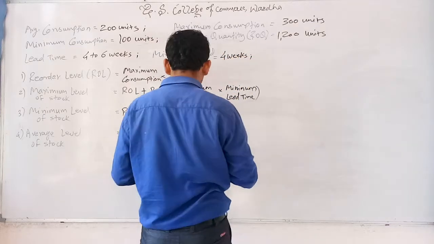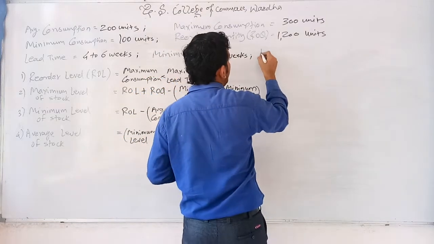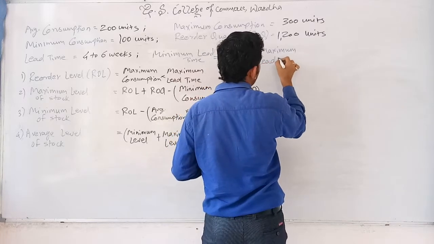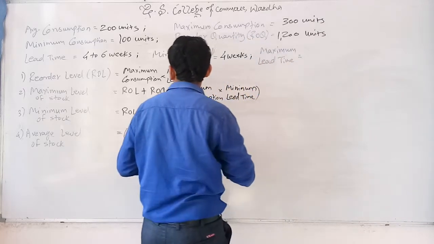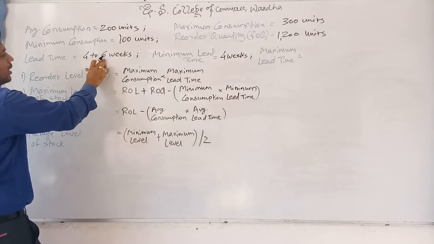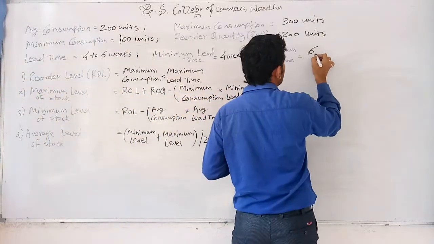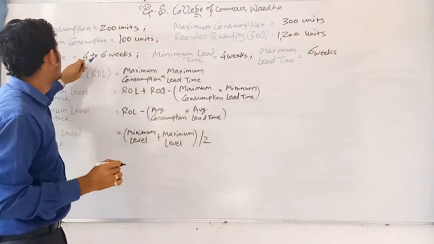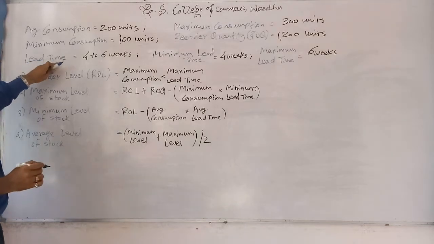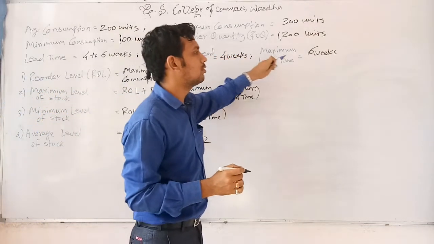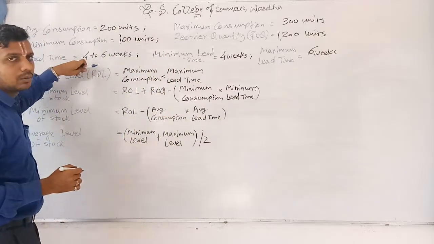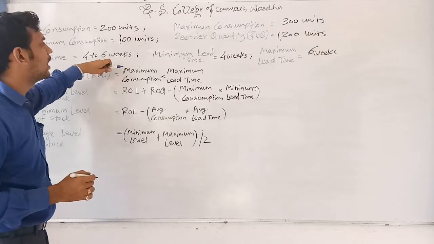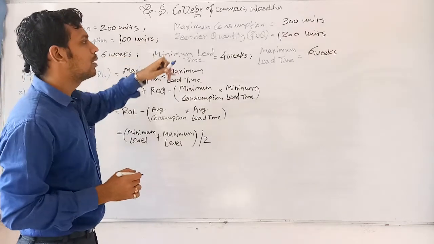whereas for finding maximum lead time, again we have to refer to the lead time which is given in the question, that is 4 to 6 weeks. Minimum is 4 weeks, maximum is 6 weeks. 6 weeks would be our maximum lead time. So we have used the lead time for knowing the minimum lead time as well as the maximum lead time. The lower number of weeks would be considered as minimum lead time, whereas the higher number of weeks would be considered as the maximum lead time.